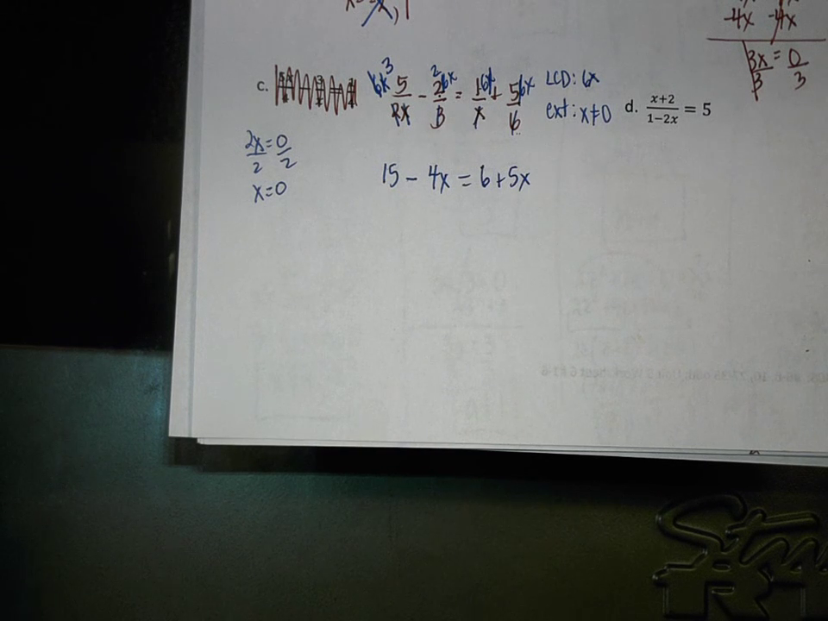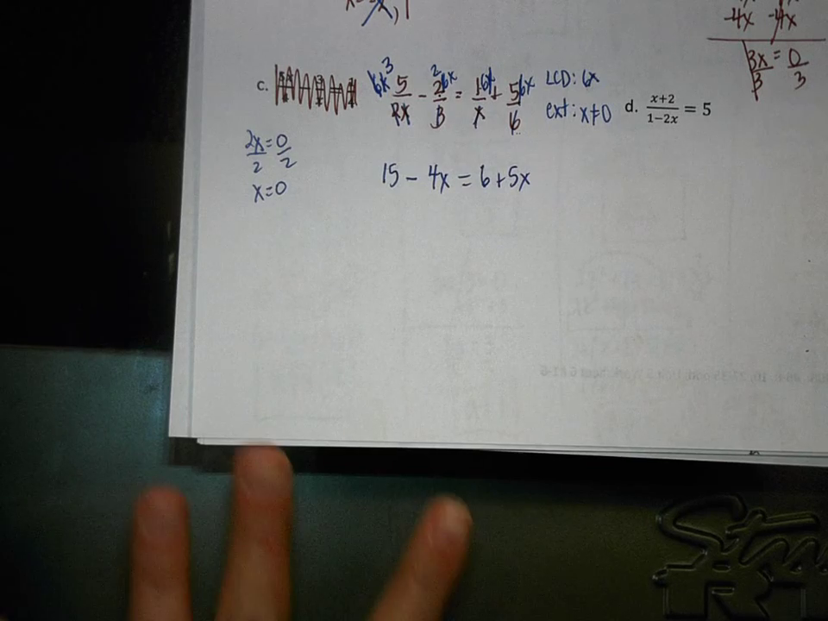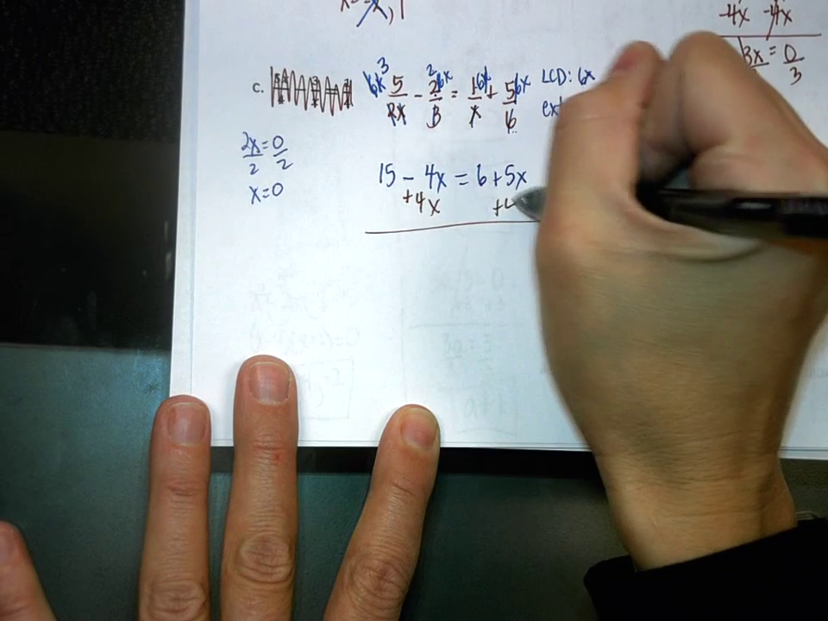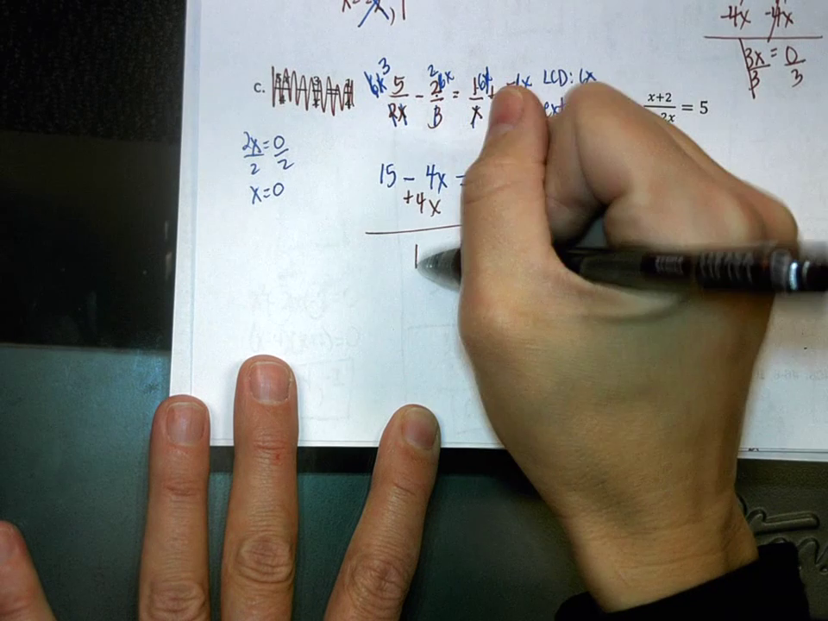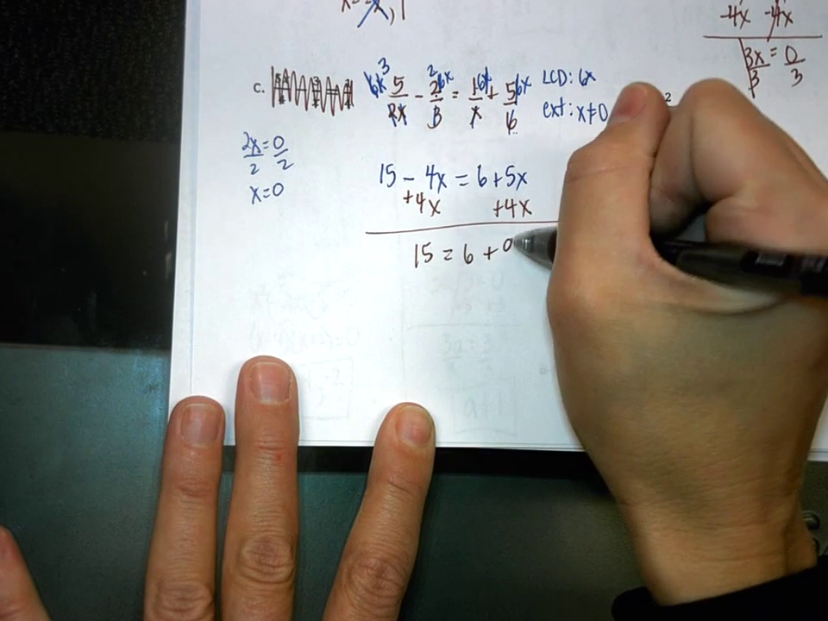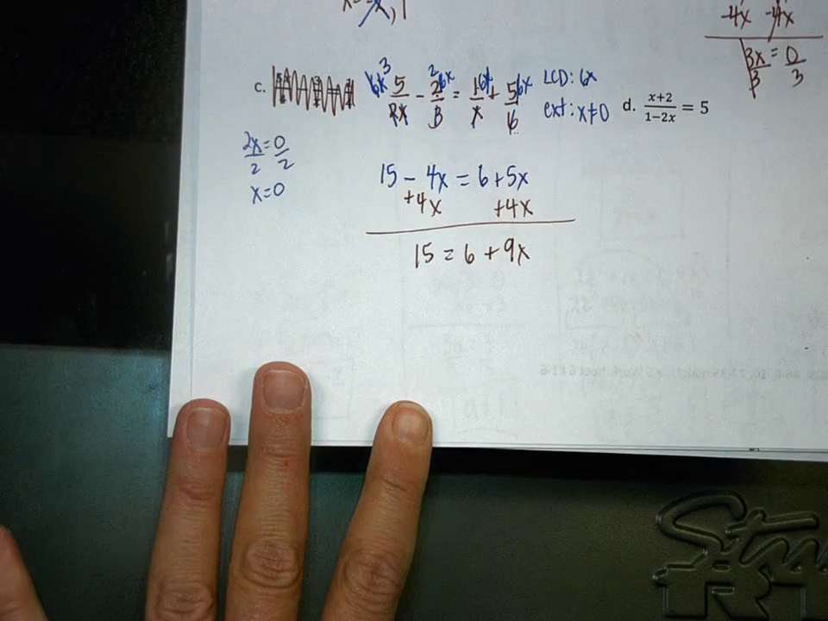Okay, so now we're just going to finish solving. So we're going to move things around a little bit. I like my x's to be positive if I can. And so I'm going to go ahead and add 4x to both sides. So we have 15 equals 6 plus 9x.